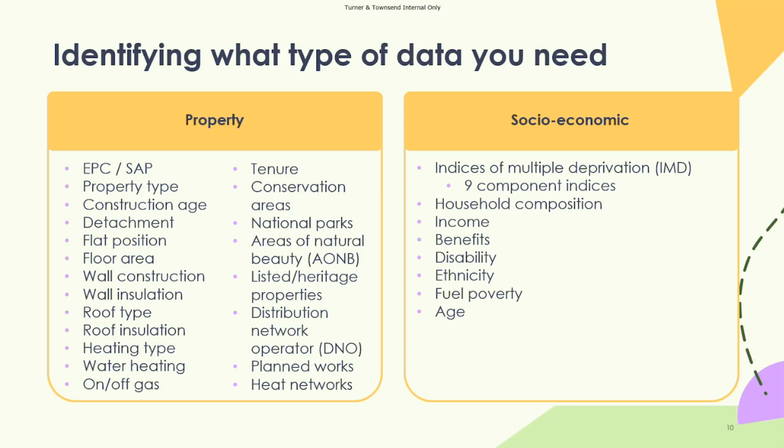And then on the right, we've got listed some socioeconomic data, which we talked about earlier, could support with resident engagement or some of your wider organization goals. So things like IMD and the 9-component indices, which consists of income, disability, crime, and employment. You've got ethnicity data as well that might be useful, especially if your organization has an EDI strategy, and other things like fuel poverty and age as well.